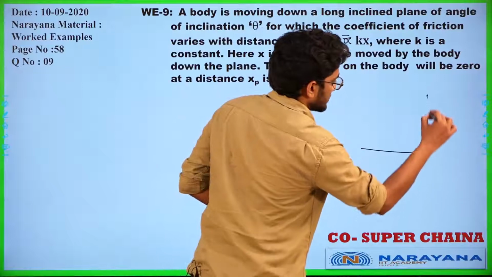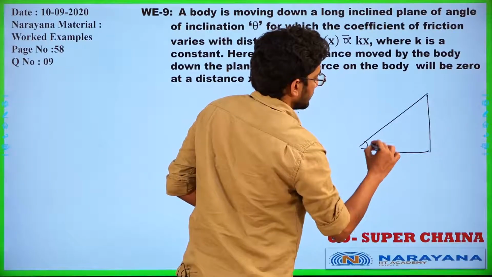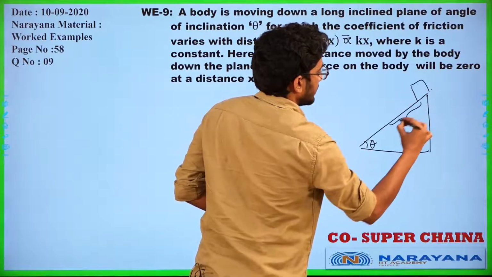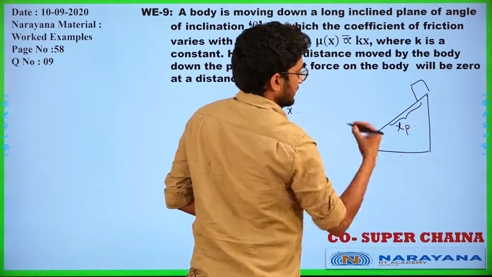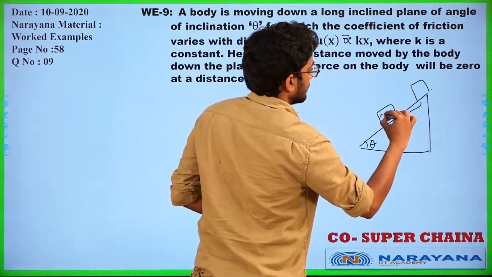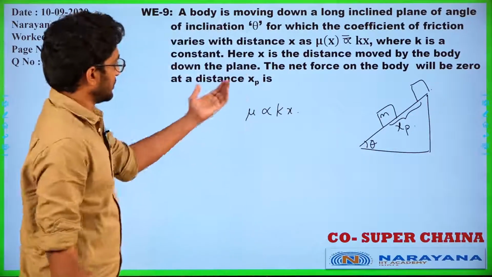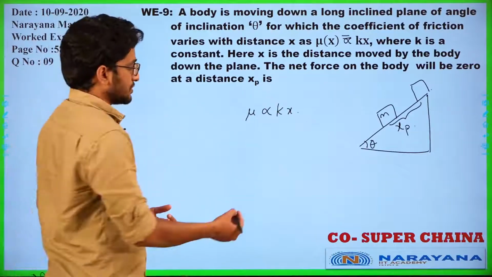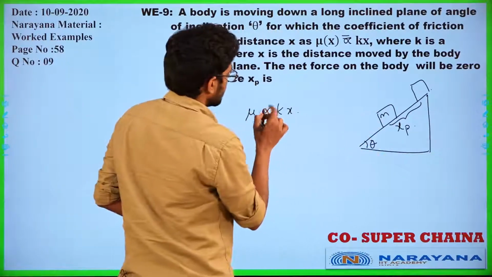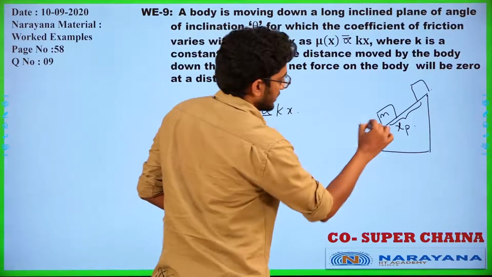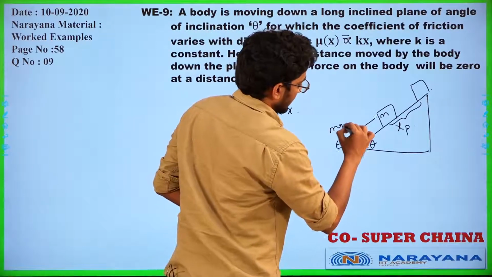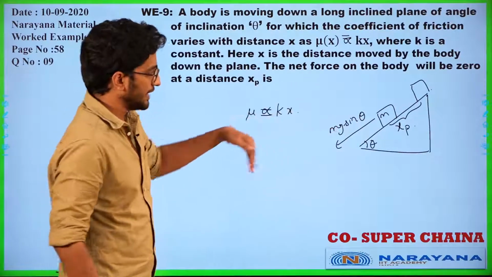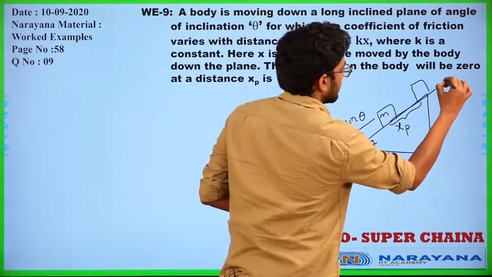So the body is trying to slide down on an inclined plane. It started here, and after moving to a distance xp, the net force has become 0. Distance moved by the body down the plane, the net force on the body will be 0 at which point? So what are the forces acting on this? Here mu equals kx. Forces acting here are the component of its weight, that is mg sin theta, and since it is sliding downwards, friction acts in upward direction.